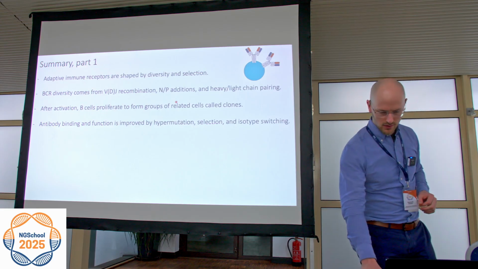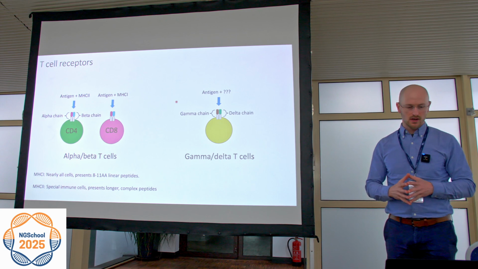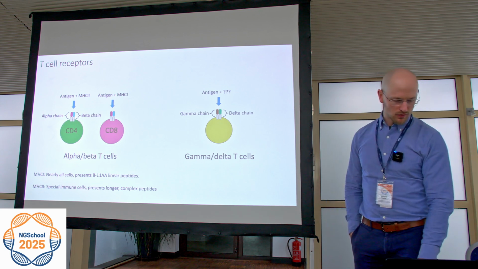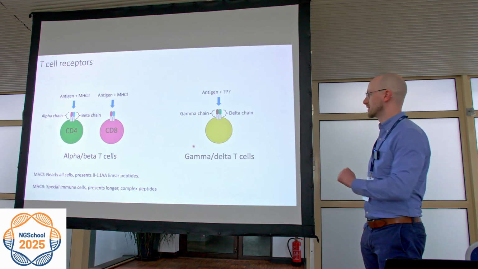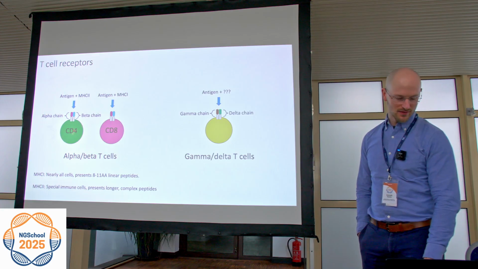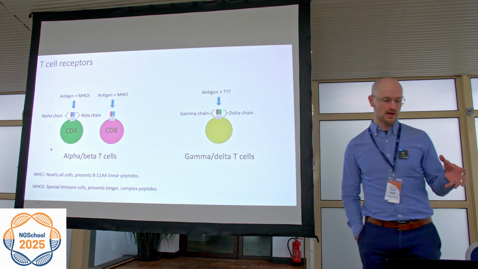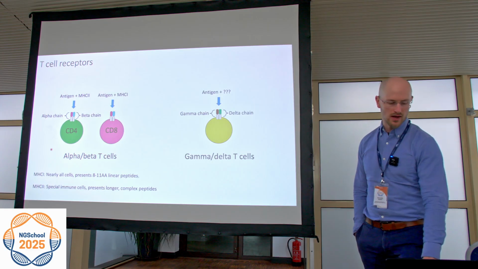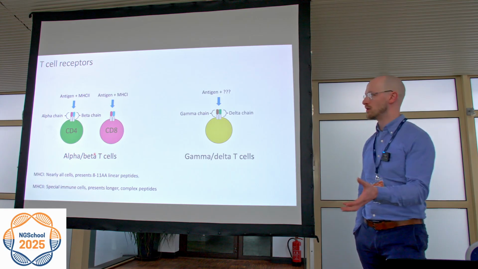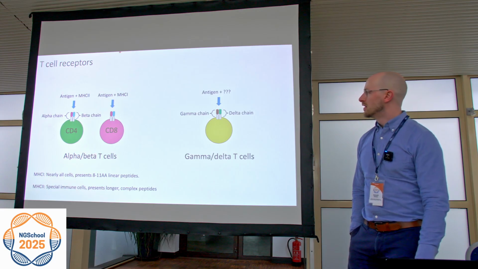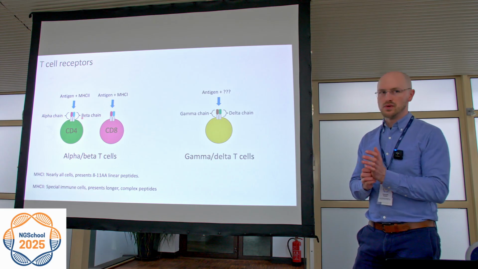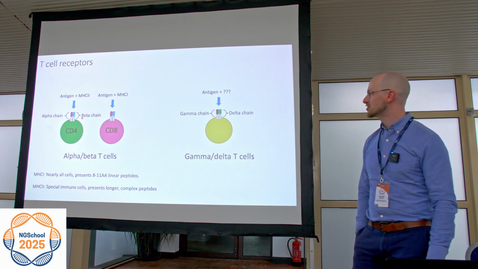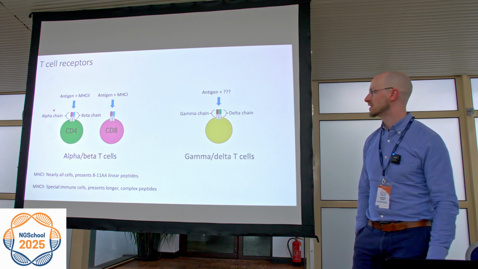Okay. Cool. So, on to T cells. As I said before, T cells come in two main varieties and a third, which we'll get to. The main T cell receptor loci are the alpha and beta loci, which form what we would call alpha beta T cells. And these are somewhat analogous to BCR heavy and light chains. The beta chain is quite similar to the B cell heavy chain. The alpha chain is similar to the B cell light chain.